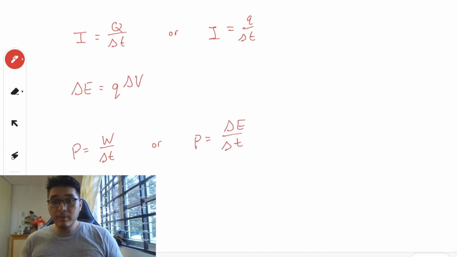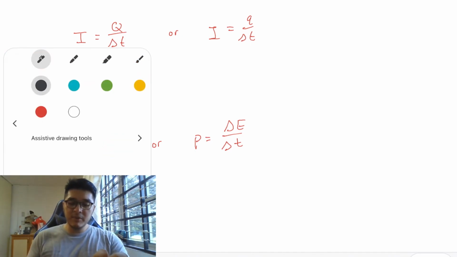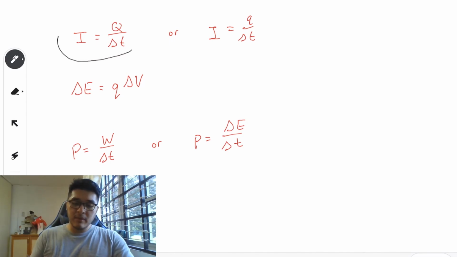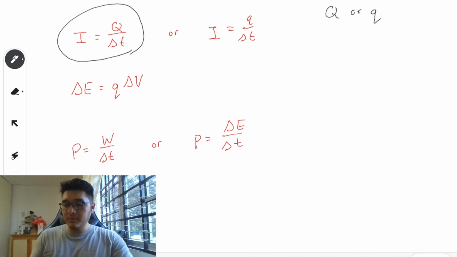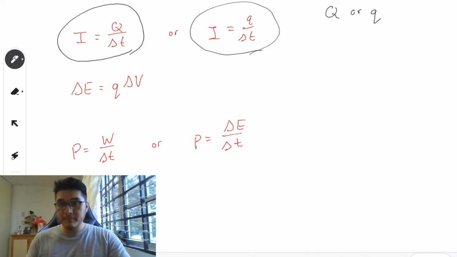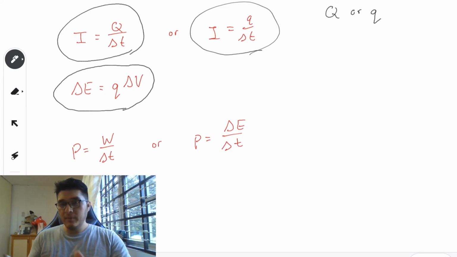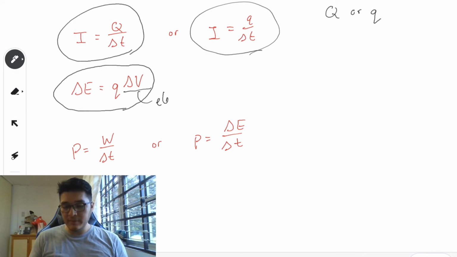Okay, so these are the main formulas that we have to keep track of. So now we know how to measure current. Current is the charge over the change in time. And notice that for charge, we could either use a capital letter Q or the lowercase letter q. So that's why I put the or. It's the same thing. And we saw how to measure the electric potential energy, which is going to be the charge times the electric potential difference, which is the voltage.